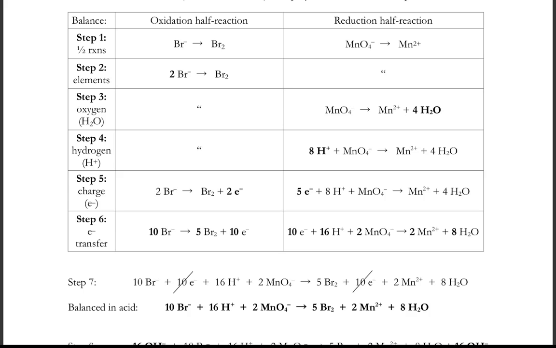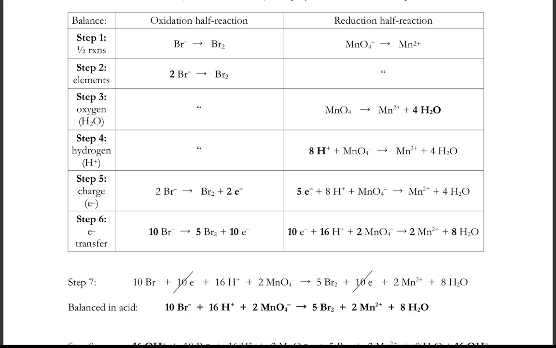Step 5, now we balance charge. So from step 4, we have a -2 for the bromine half reaction on the left side. We have a neutral 0 charge on the right side. All we can add are electrons. We can't add something positive. We can only add something negative because electrons are what's involved in a redox reaction. So what we do is we add 2 electrons on the right side. Now we have a -2 net charge on each side for our bromine half reaction in step 5.